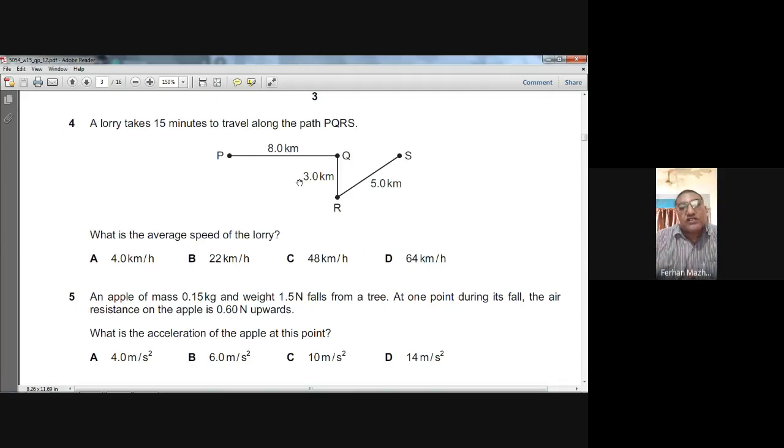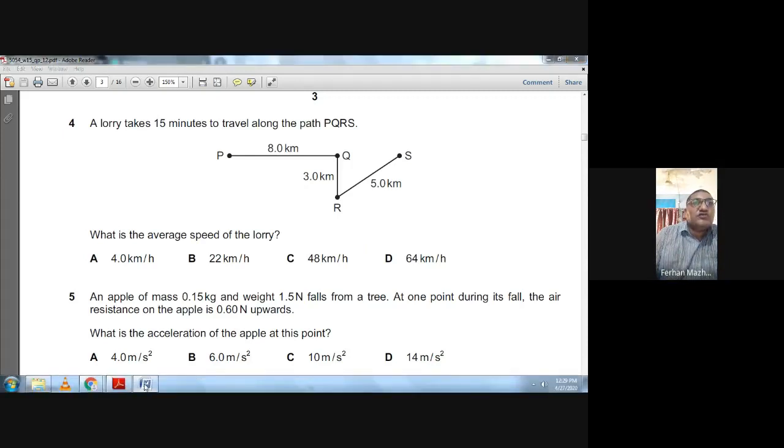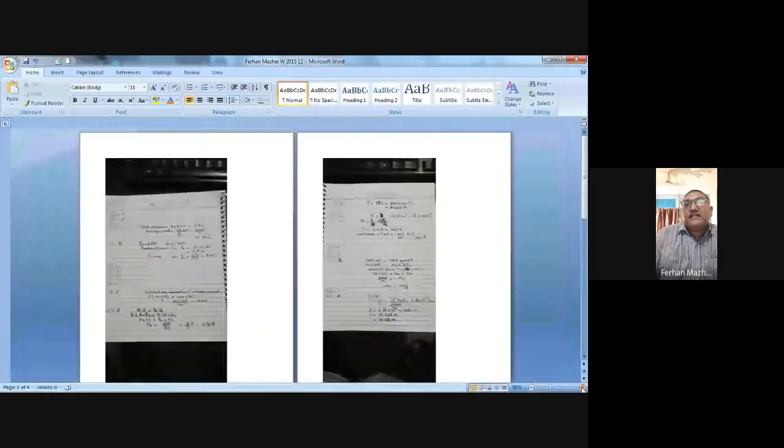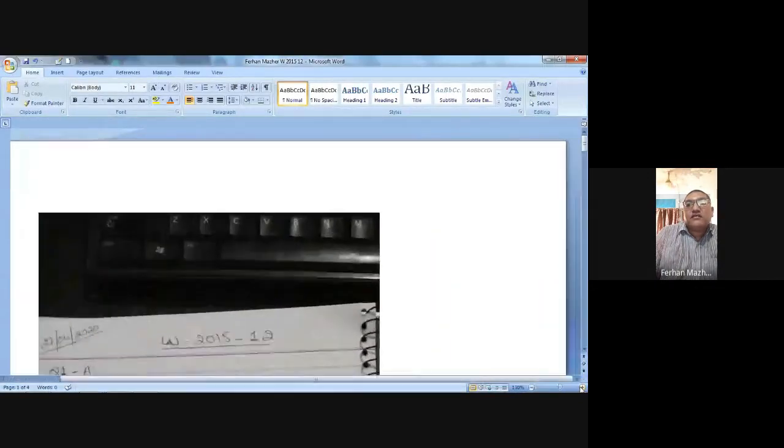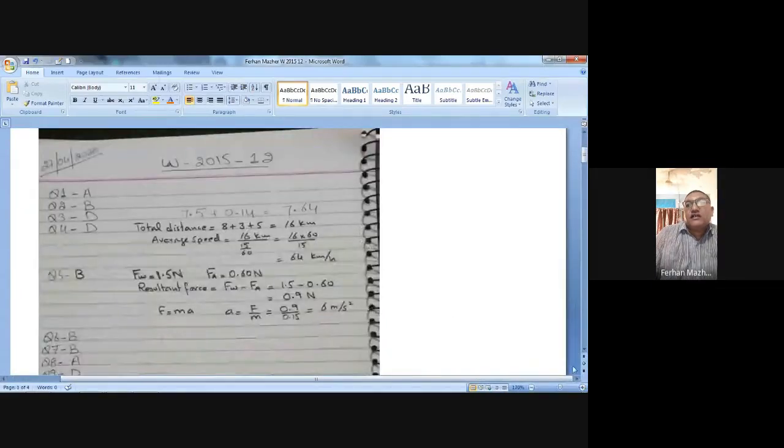But you know the options which are given, the speed is given in kilometers per hour. So we have to convert that time, 15 minutes, into hours. So how will we do that? You divide 15 minutes by 60, you will get the time in hours. I have done this on another paper. Let me show you the paperwork. Let me increase the size, like 150. Okay, so here we go.